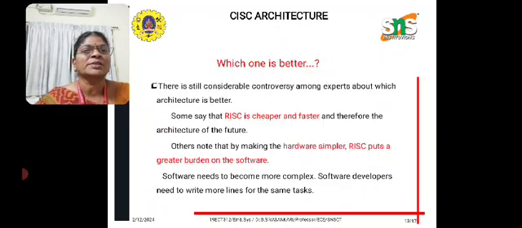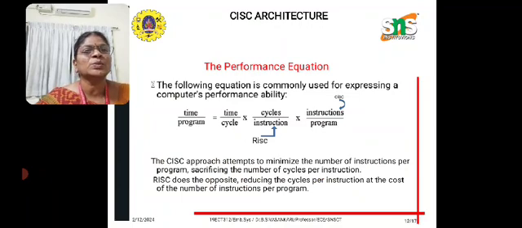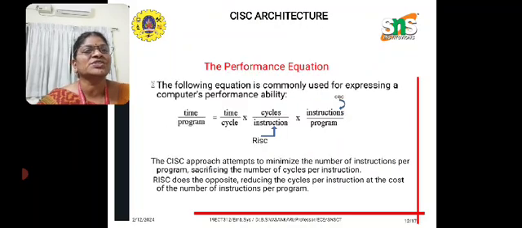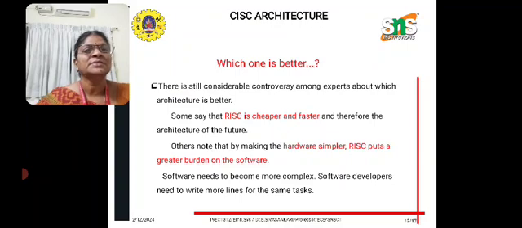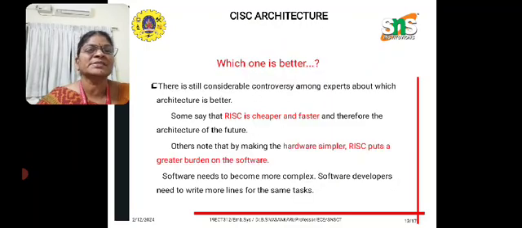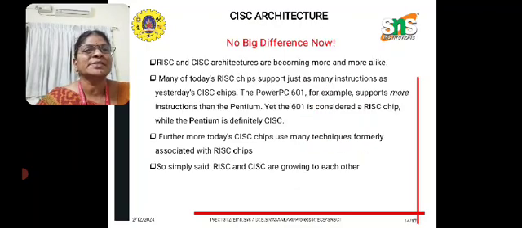So this is the architecture. Which one is better? With this comparison we can say which one is best. This is the performance equation: time per program is equal to time per cycle times cycles per instruction times instructions per program. Cycles per instruction is emphasized by RISC and instructions per program is emphasized by CISC. Here we can say which one is best.